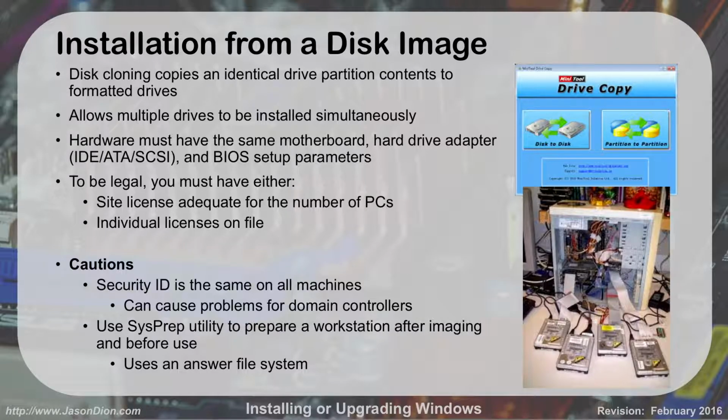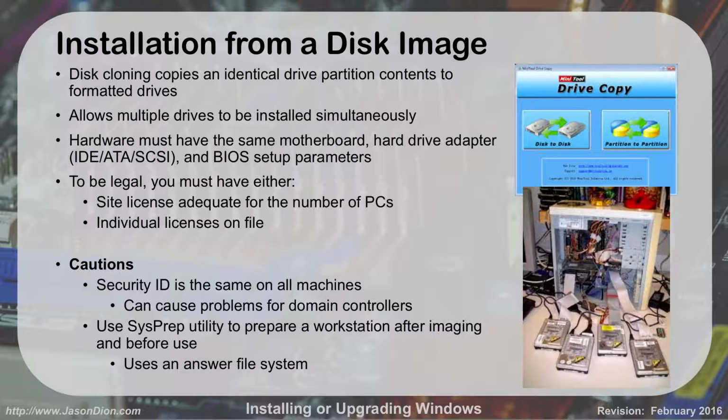The next way is the disk image. Like I talked about, it was cloning, also known as drive copying or cloning. Essentially, you're going to copy everything off one hard drive onto the other hard drives. It allows multiple hard drives to be installed simultaneously. Your hardware has to have the same motherboard and host drive adapter. So again, this works really well if you have a lot of the same machine. All 20 machines in here are all Dells. They're all the same model Dell. It works really well for this.